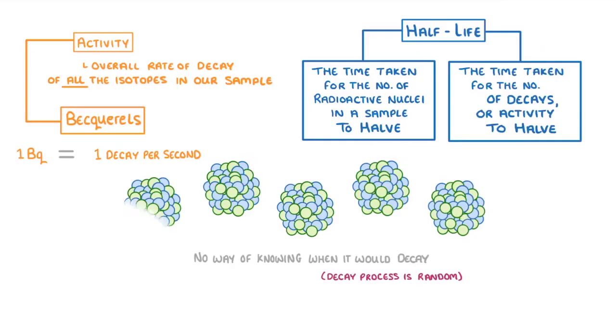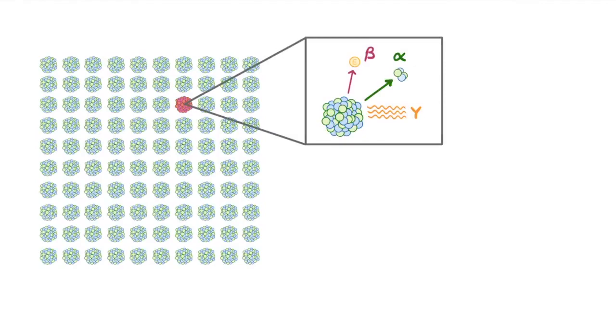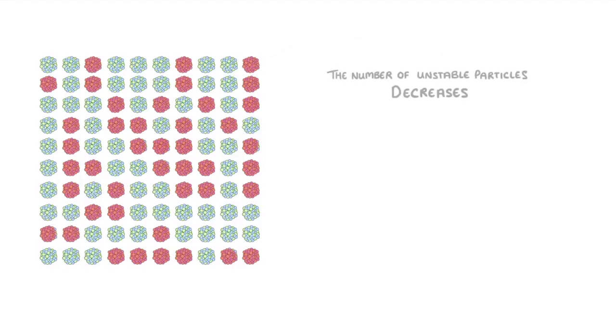To properly understand these concepts, let's imagine our radioactive sample as 100 unstable isotopes, each of which can decay by emitting radiation in order to become stable. So if we watch this sample decay, the first thing we notice is that the decay process is completely random. So we have no way of knowing when any particular particle will decay. As time goes on though, and more of them decay, the number of unstable particles remaining decreases.